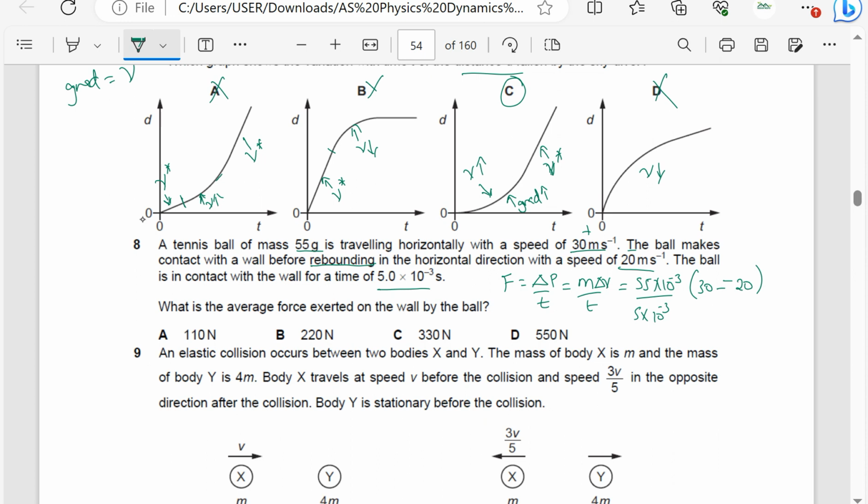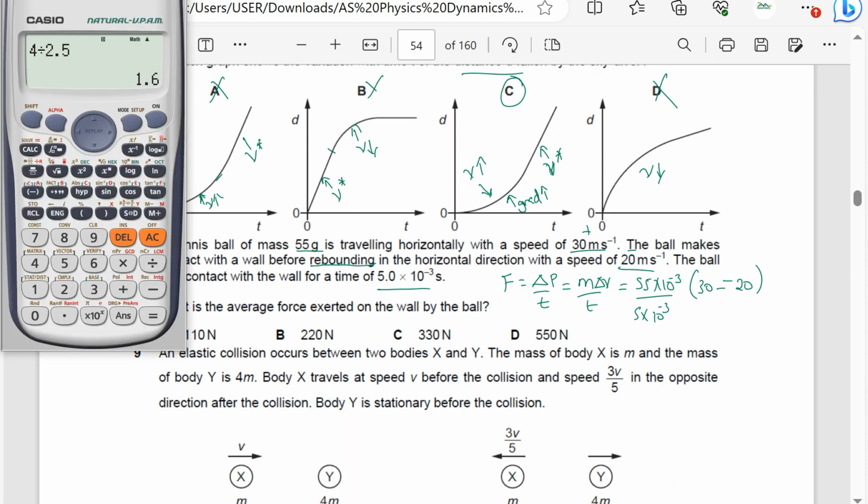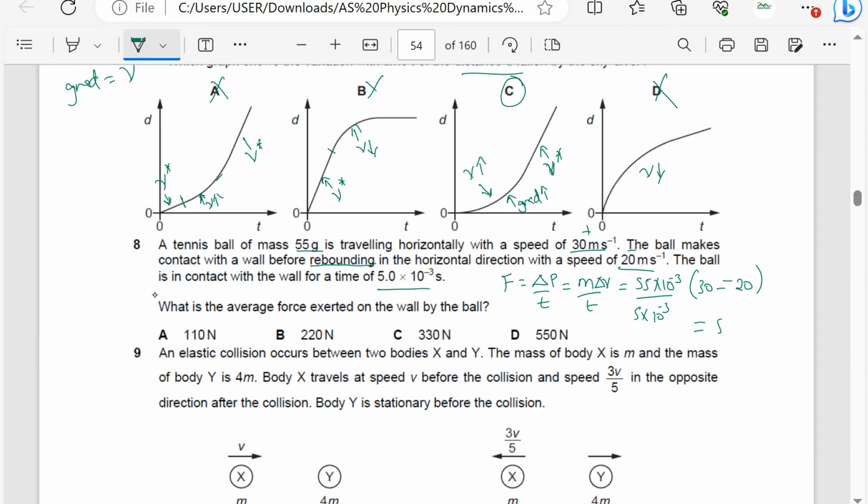So we can check with our calculator. 55 exponent minus 3 divided by 5 exponent minus 3 times 30 plus 20, that is 50. So we have 550. So the answer is D.